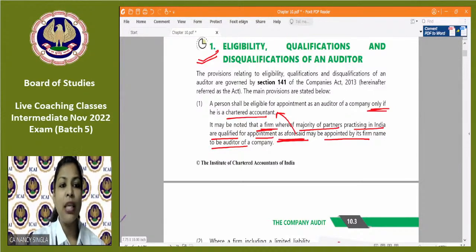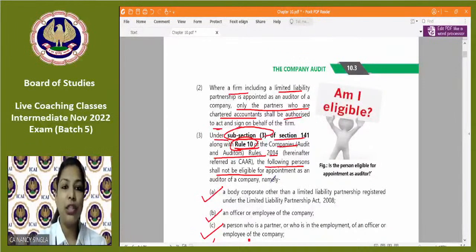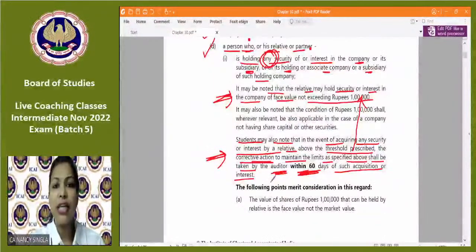then in the firm name the audit can be taken. Where a firm is appointed, then only the CA partners are authorized to act and sign on behalf of the firm. Subsection 3 is about who all are not eligible and rule 10. So कहां पर आया rule 10? जहां पर भी mention है ना as may be prescribed, है ना?